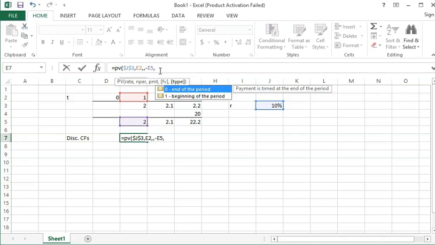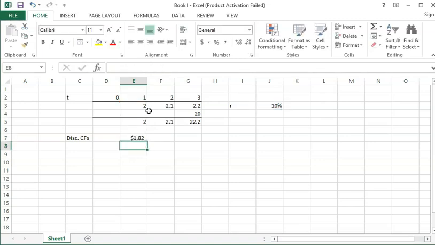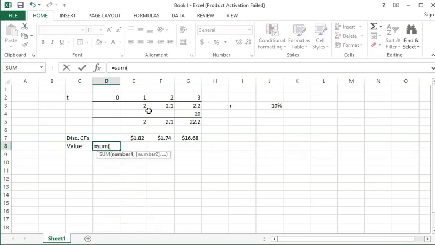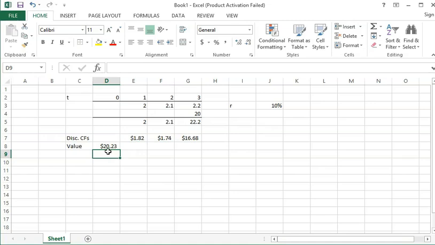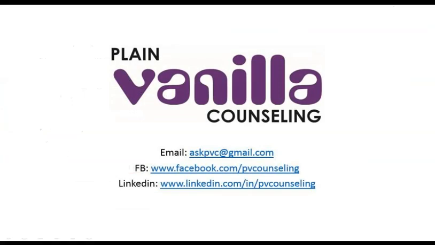Comma, end of period. All these cash flows happen at the end of the period, so 0, as in an ordinary annuity. So it gives you the present value. You stretch the formula, and this will give you the value as at time 0. All these are present values. When I sum up all the present values, it will give me the value as of today, which is 20.23. Any problems so far? Any problems? So let's move on.